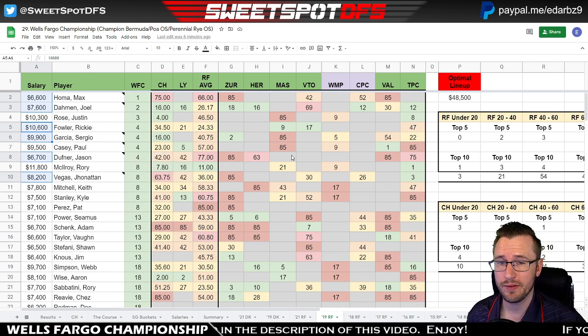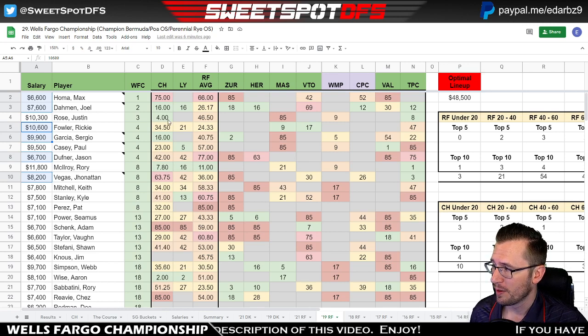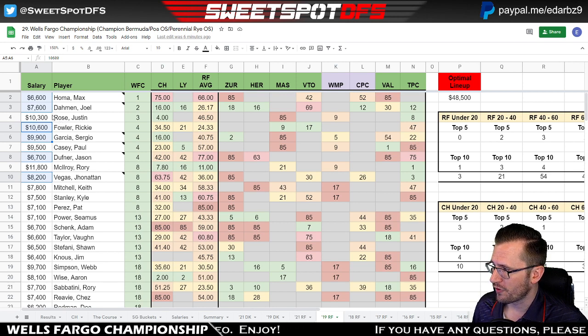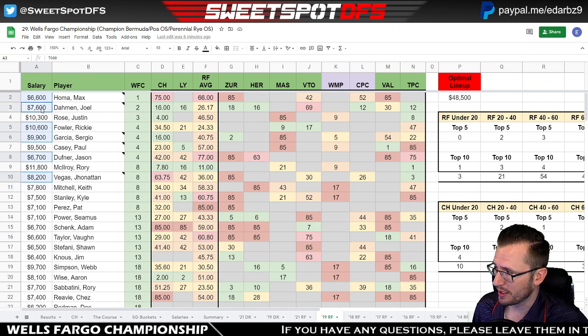So we're only leaving $400 on the table. But you could go from Ricky to Rose. So that would have been a possibility if these were your anchor lineups. You could have went from Damon to Mitchell. That still would have been under the salary limit.